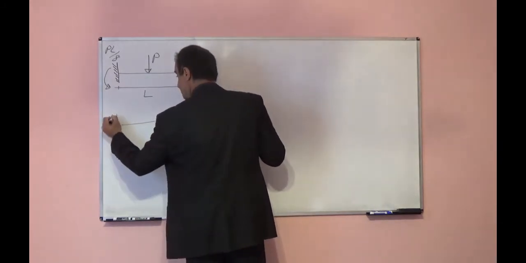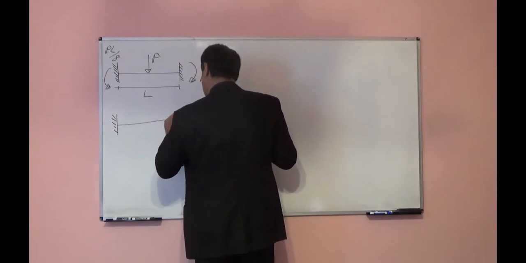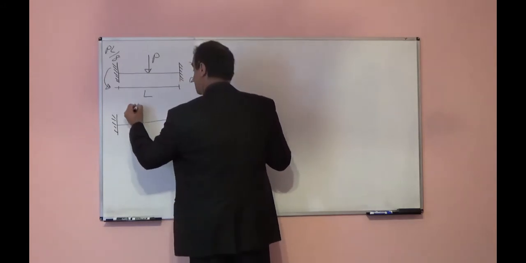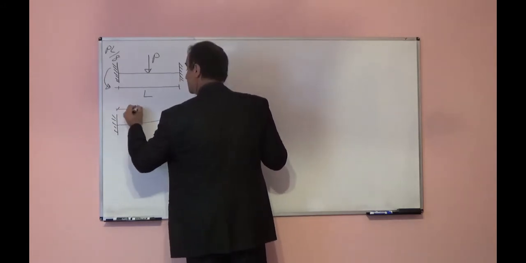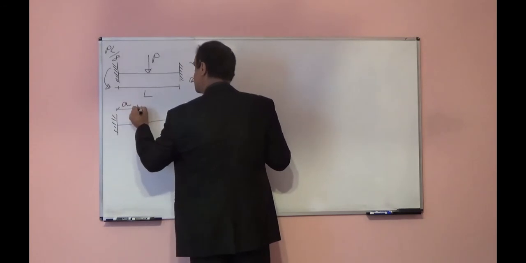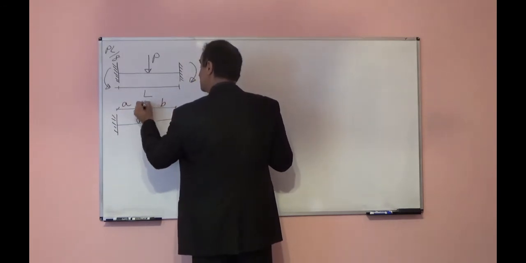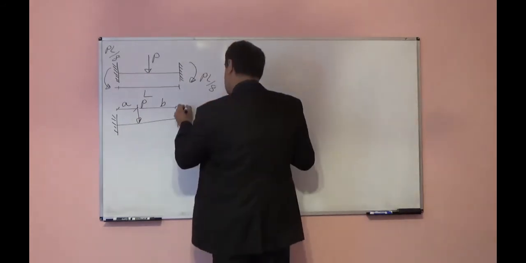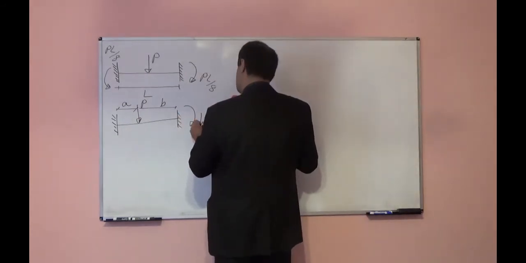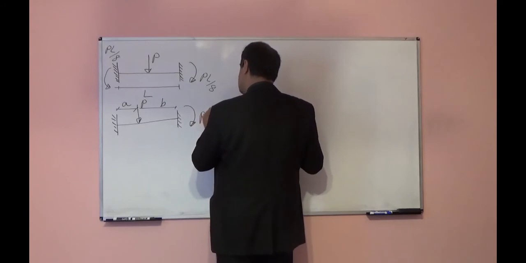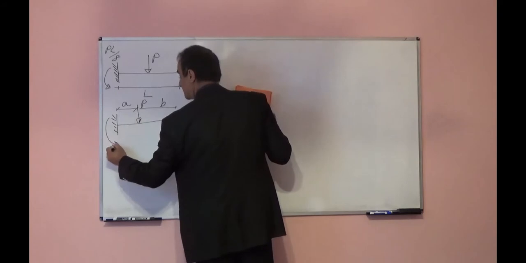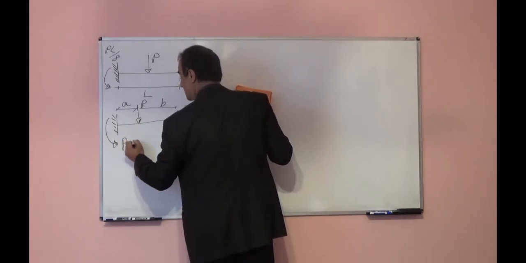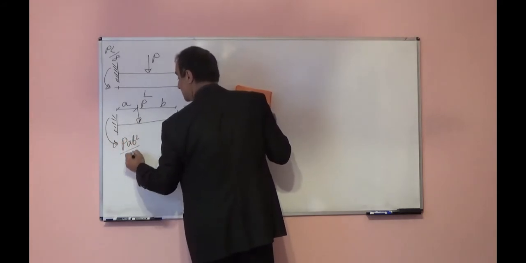If we have the same beam, but the load is not at mid-span, the distance of the load from here is A, from this side is B, and the magnitude of the load is P. In that case, this support traction will be P A squared B over L squared. This support traction will be P A B squared over L squared.